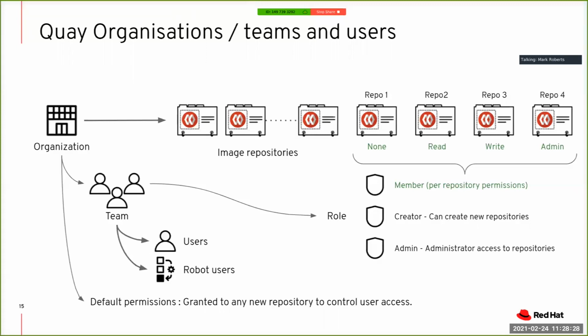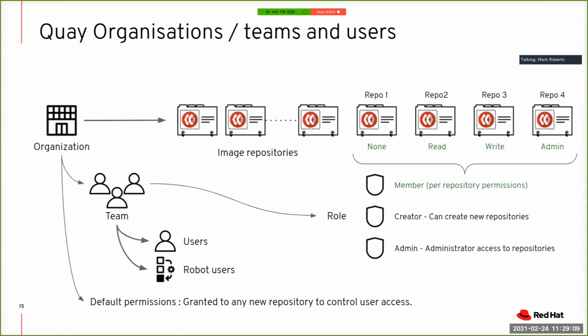Now, the organization has a number of teams. Teams consist of users and robot users, so automation users that can be used within pipeline processes for automatic push and pull of images. And that team, that grouping of users and robot users, will have a specific role. Now, the role might be creator, so they can go and create new repositories, and that's not really associated with any particular image repository. There might be an administrator, and they can administer all of the repositories that exist within that organization. Or the role might say member.